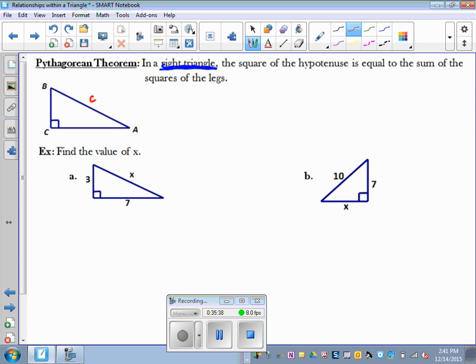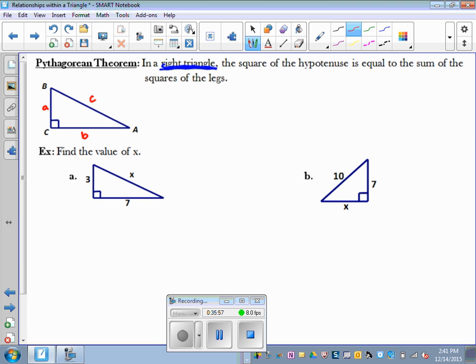And the side opposite of angle B, let's call that little b. And the side opposite of angle A, lowercase a. So that way we don't have to say AB, BC, AC.